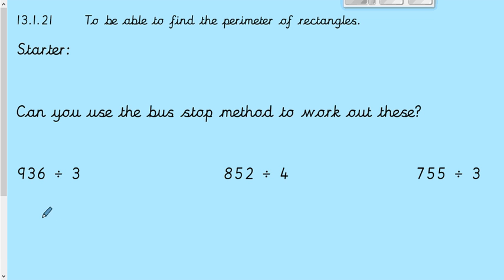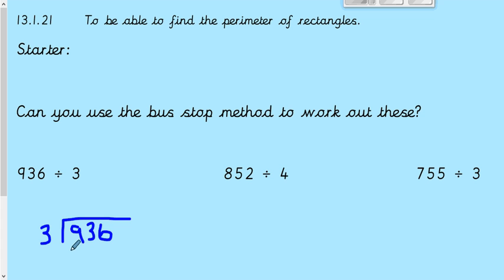Okay, so if you have 936 divided by 3, you draw your bus stop. The number you're dividing by goes on the outside. The number you are dividing goes on the inside of the bus stop, okay? So the key question is how many lots of something are there? So how many lots of 3 are there in 9?